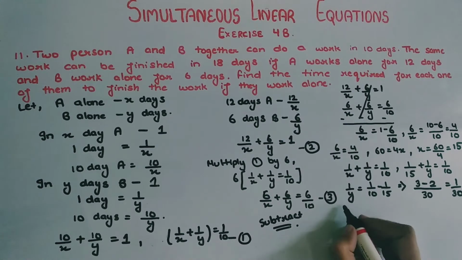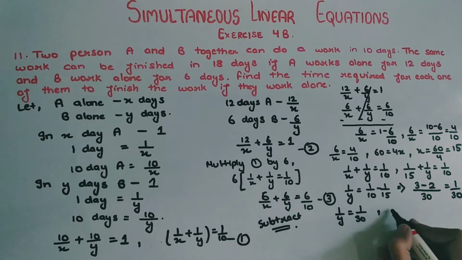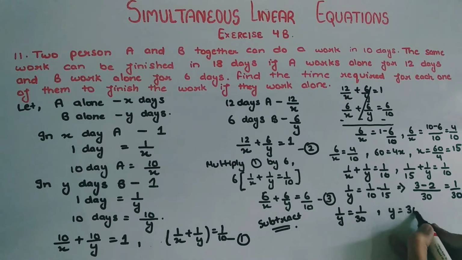We will cross multiply. Here we have 1 divided by Y equals 1 divided by 30. Cross multiplying, the value of Y is 30.